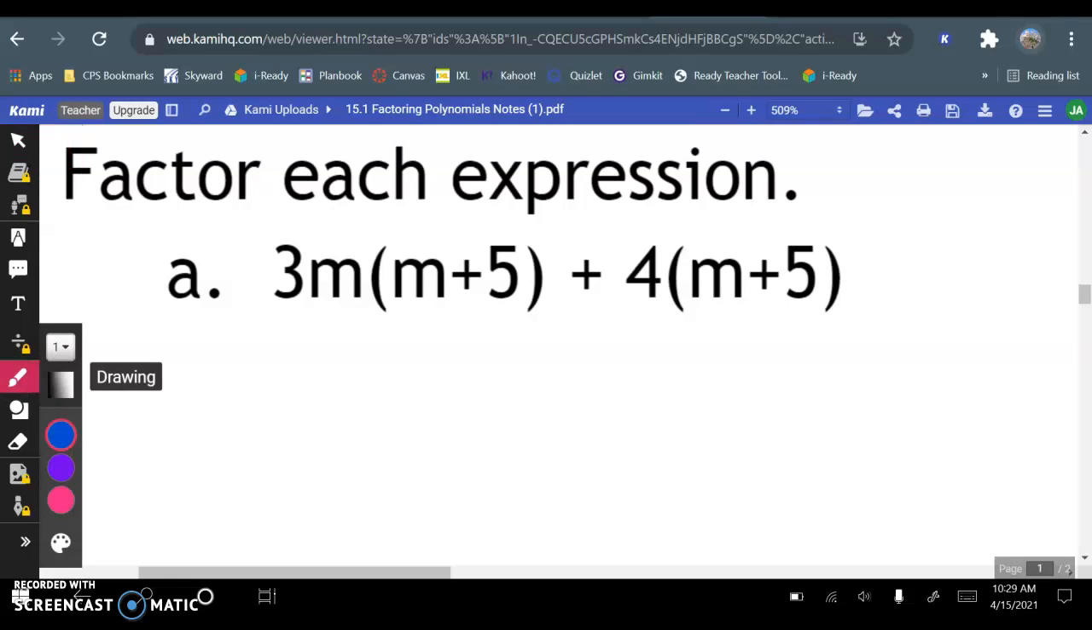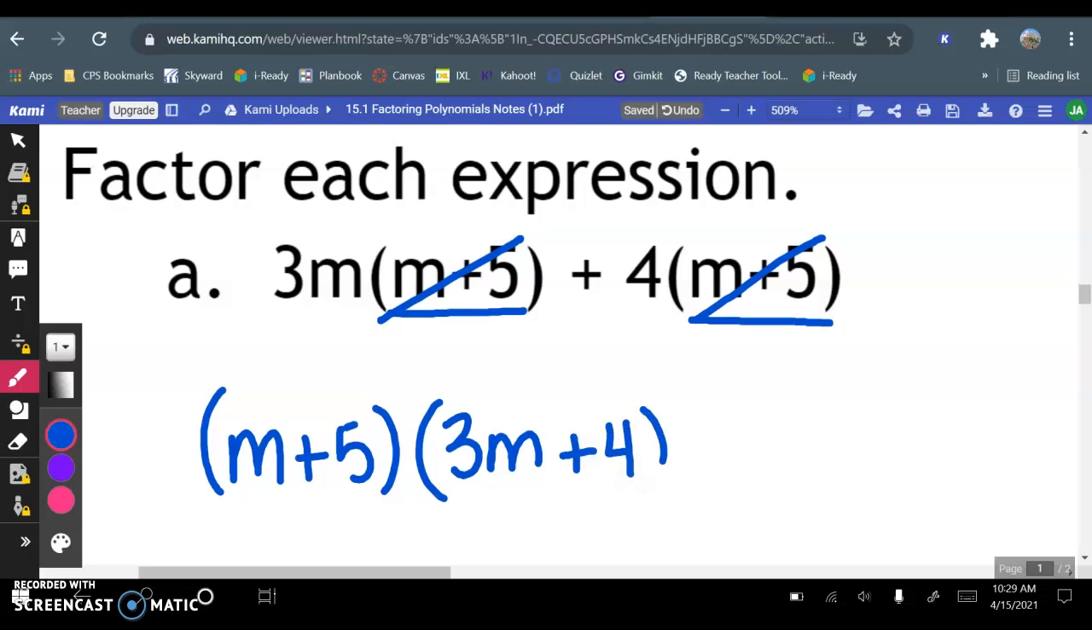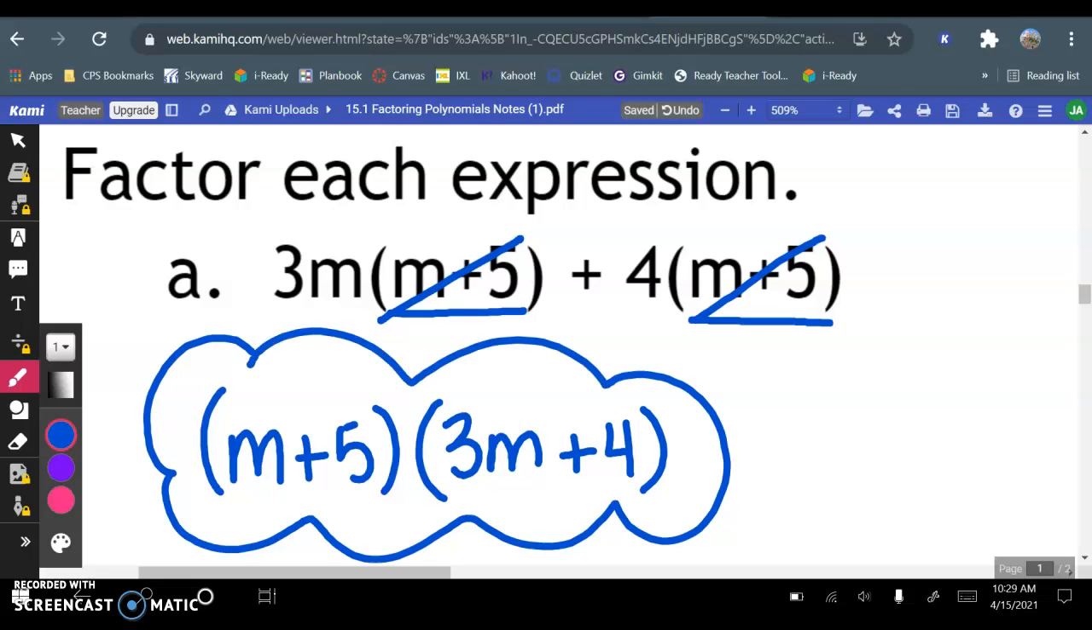With example 3, if you notice, it's a binomial, so it has two different terms, and in each term, it has a parenthesis with an m plus 5. So they have an m plus 5 in common. So we're going to take that away and put it in the front. And then that's gone. That's what they have in common. And then we write what is left over. There's a 3m in the front and a plus 4 at the end. So that is your factored expression for that problem.